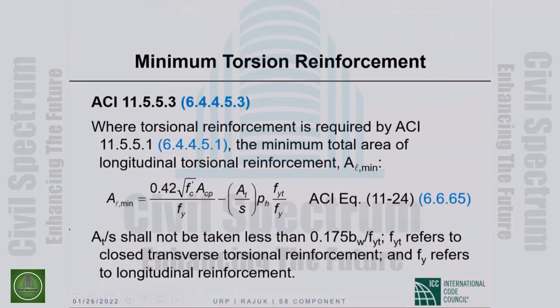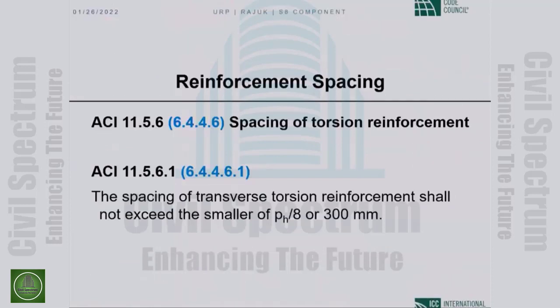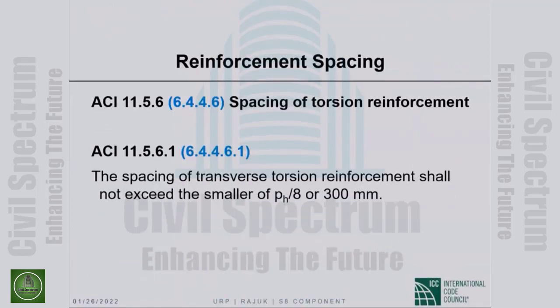Okay, so minimum transverse reinforcement, minimum longitudinal torsional reinforcement, and I keep on reminding you this is additional to whatever we have to have for flexural and axial loads. The A sub T over S shall not be taken any less than given by that expression. F sub YT refers to closed transverse torsional reinforcement. F sub Y refers to longitudinal reinforcement, as I mentioned already.